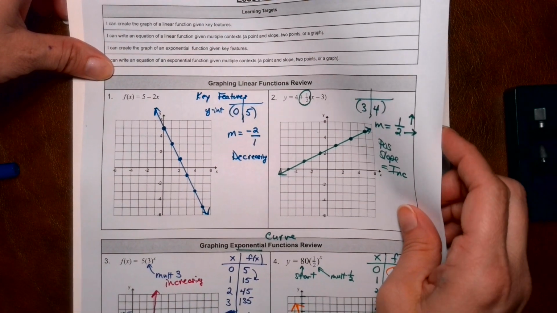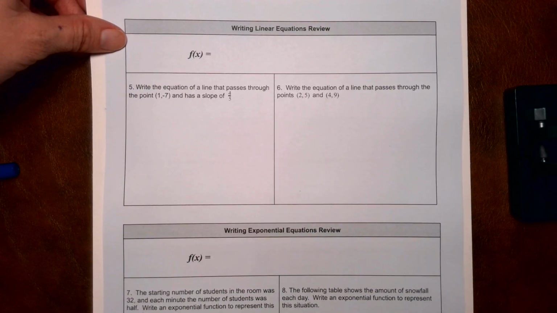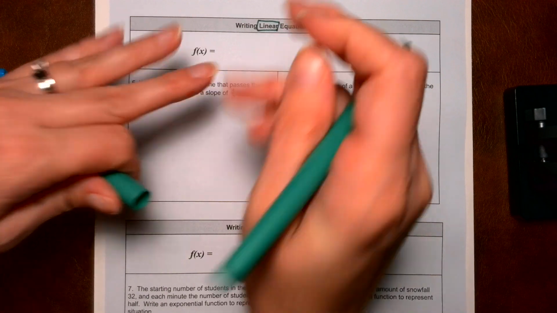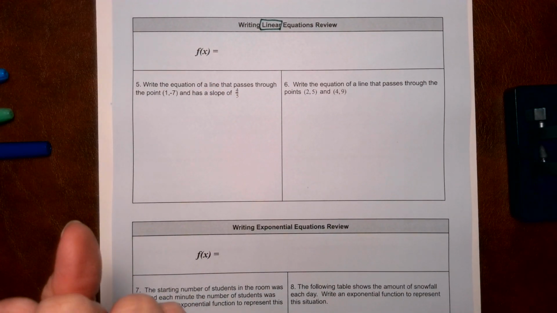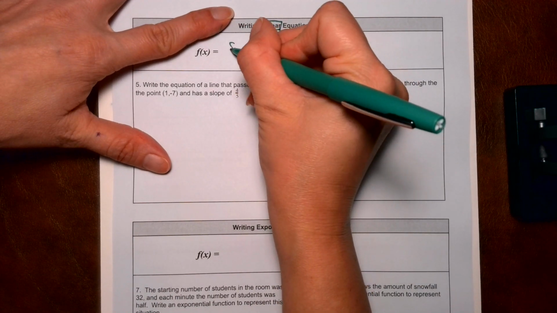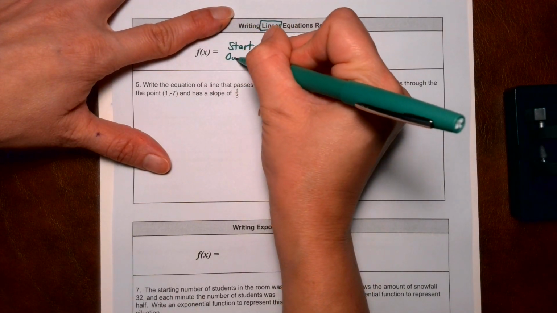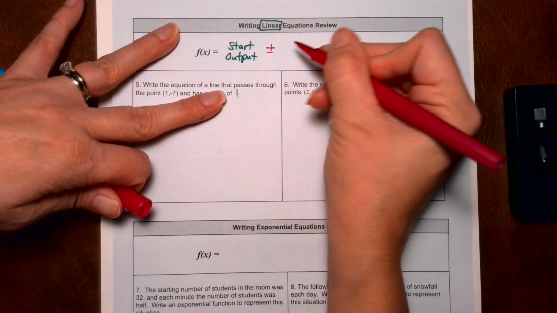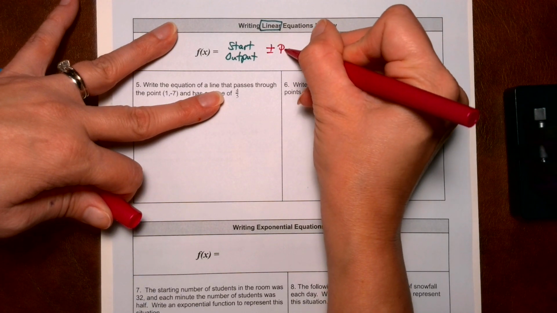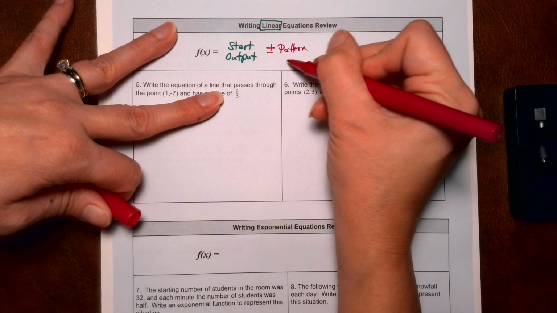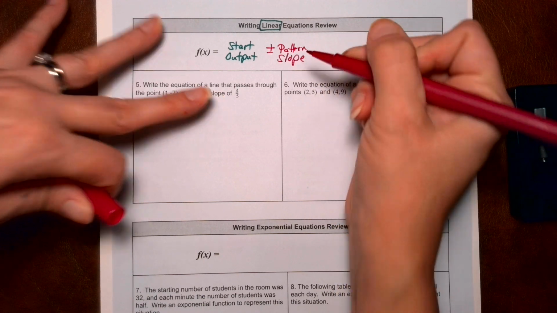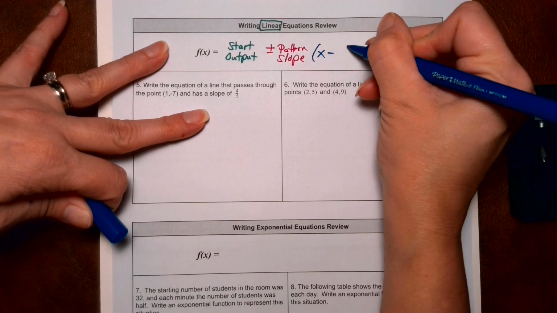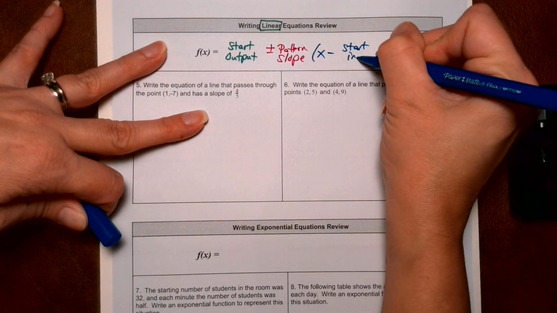Let's go ahead and review how to write an equation of a linear function. A linear function means that you're going to have a line, and there's a couple things that we do. We start with the starting output, and then it's plus or minus the pattern, the slope. And then we finished it off with x minus the starting input.